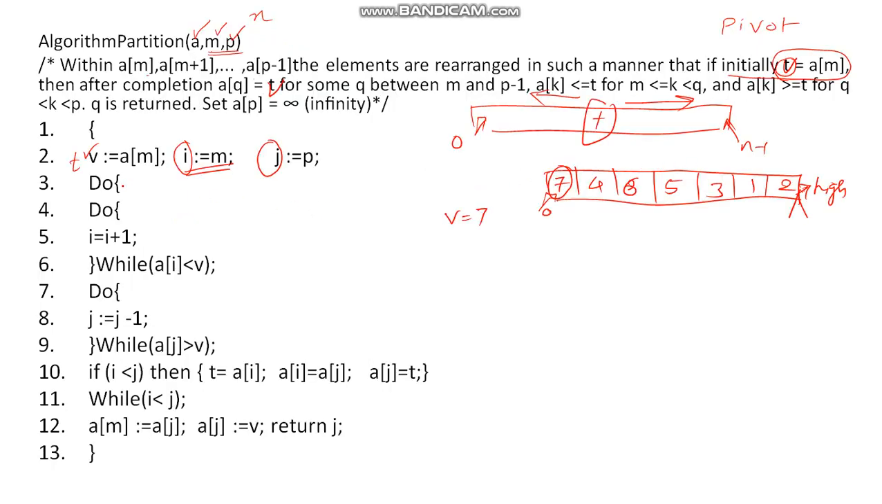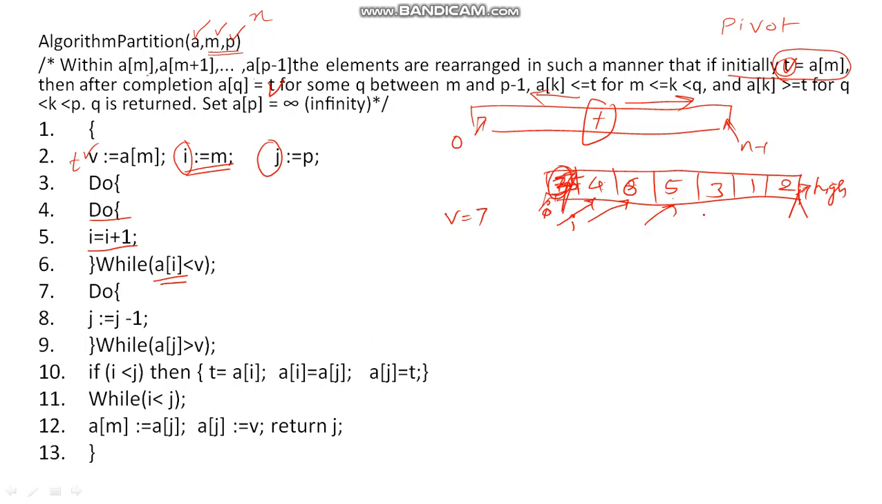So what do you do? This is a do while loop. Do i is equal to i plus 1 while a of i is less than v. I was here initially, but I incremented it by 1, and this is less than v. v is 7. Yes, it is less than v. Incremented by 1. 6 is less than 7. Yes. I am sorry, let us consider this element. Let us keep it as 7 only. So 5 is less than 7.